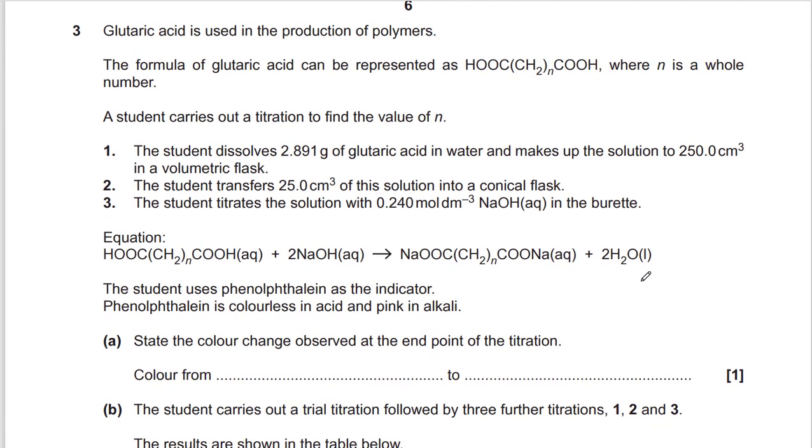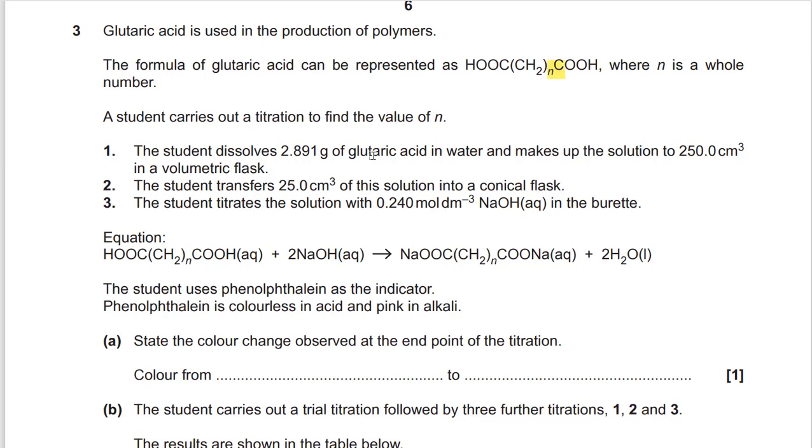So moving on then, big long question coming up now. So now we're into the bulk of the question. A lot of preamble going on here, so let's see if we can just dissect it a little bit. The first sentence is meaningless. That's just saying what glutaric acid is. It tells you can represent the formula as this, where the N here is a whole number.